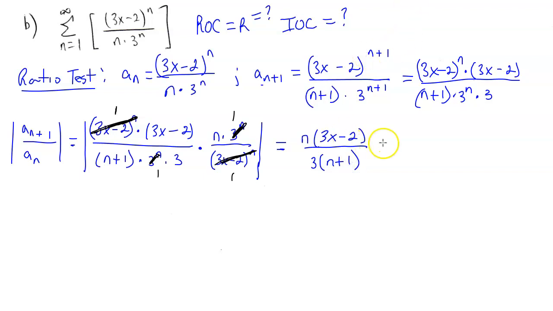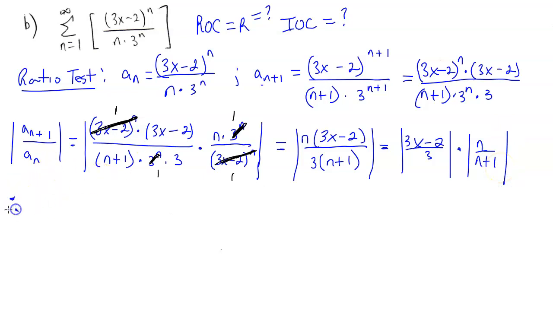Since we're going to take the limit of this as n approaches infinity, everything with n I'm going to put together, and everything that does not have n, I'm going to put together. So we have 3x minus 2 over 3, since this is absolute value, times the absolute value of n over n plus 1.